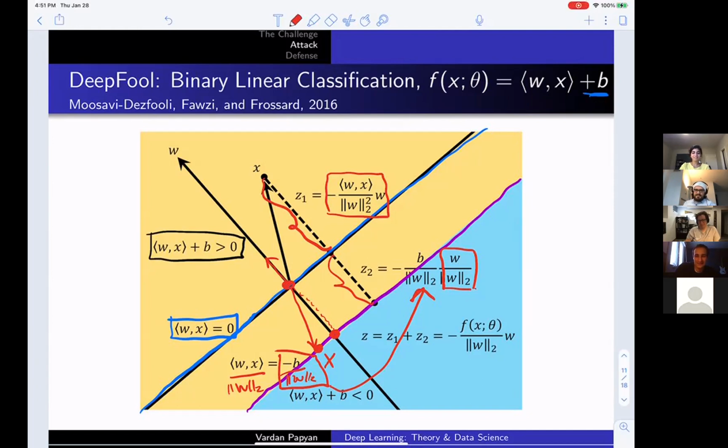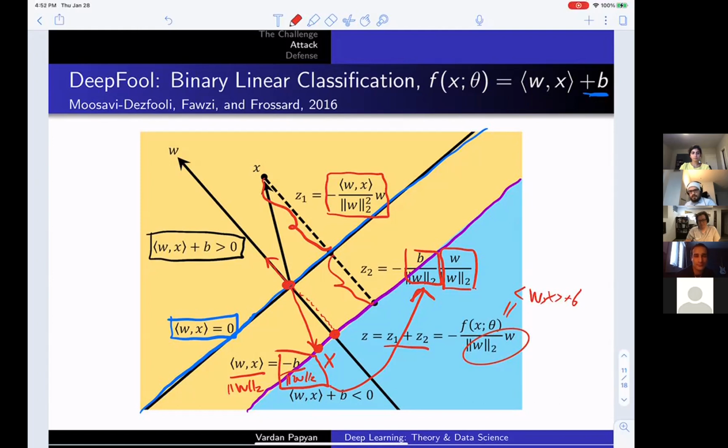So after you know what Z1 and Z2 are, all you have to do is just sum them, right? And if you sum them, then you get W divided by the L2 norm of W, multiplied by f of x of theta, because f of x of theta is equal to the inner product of W and x plus B.